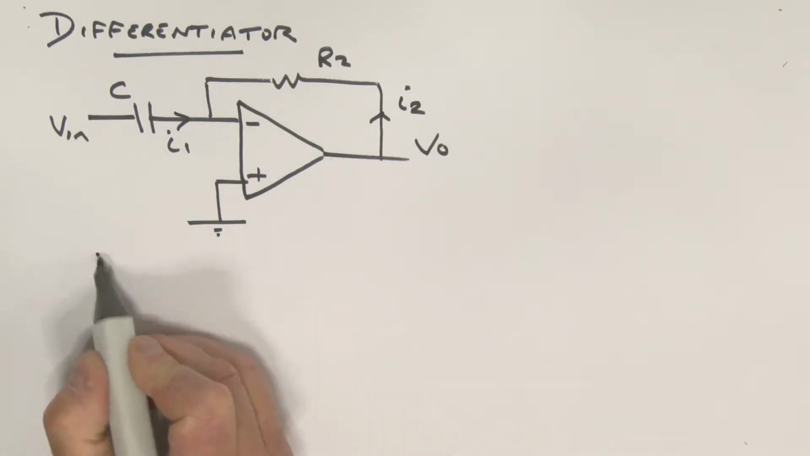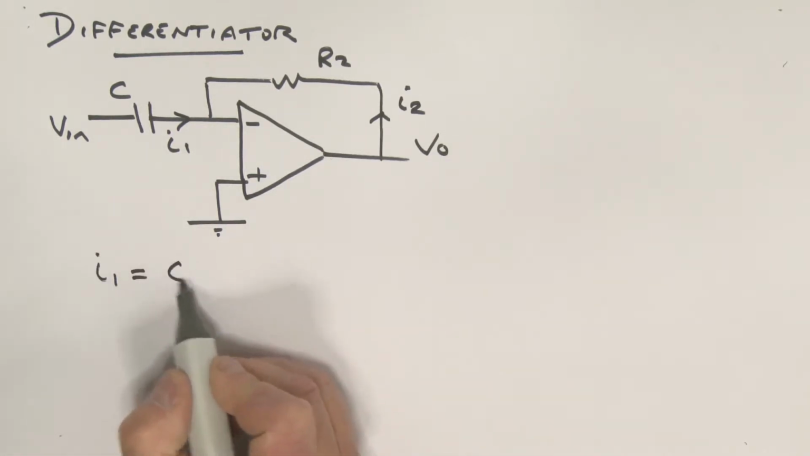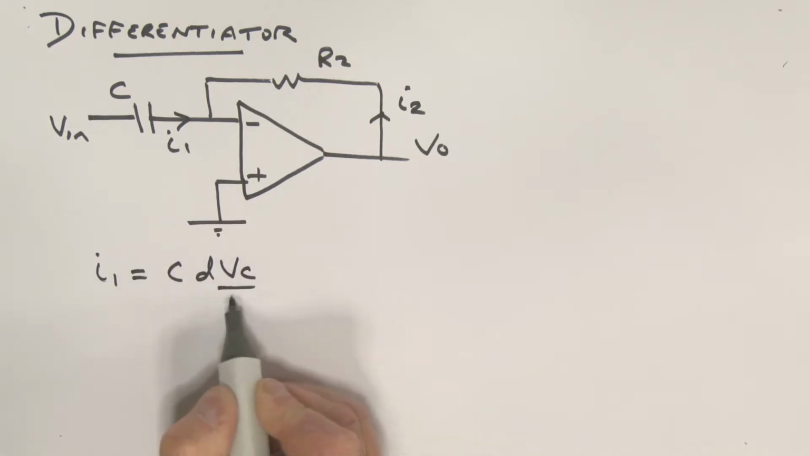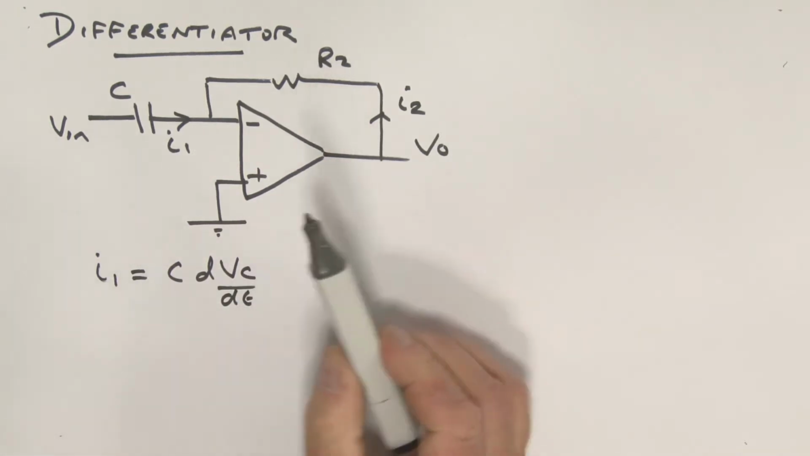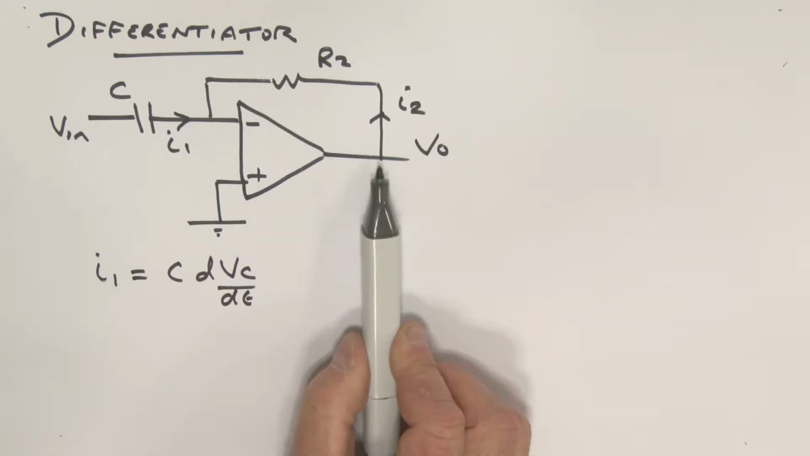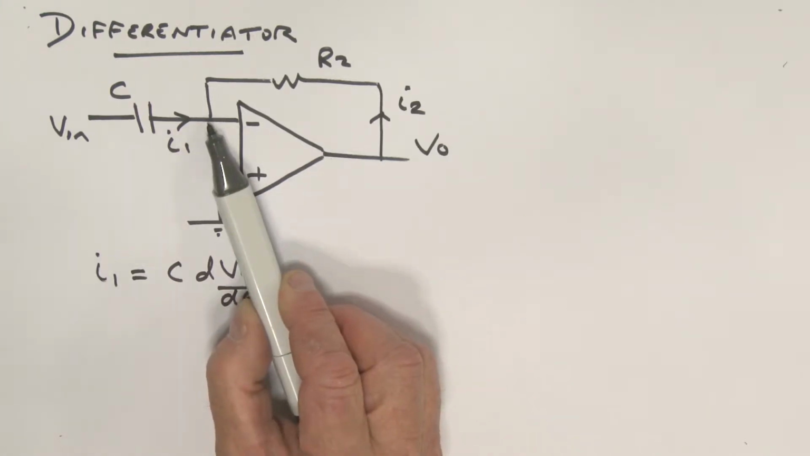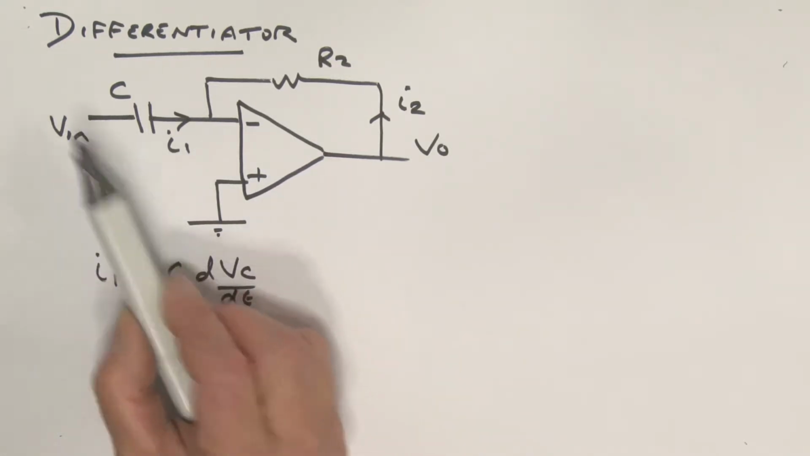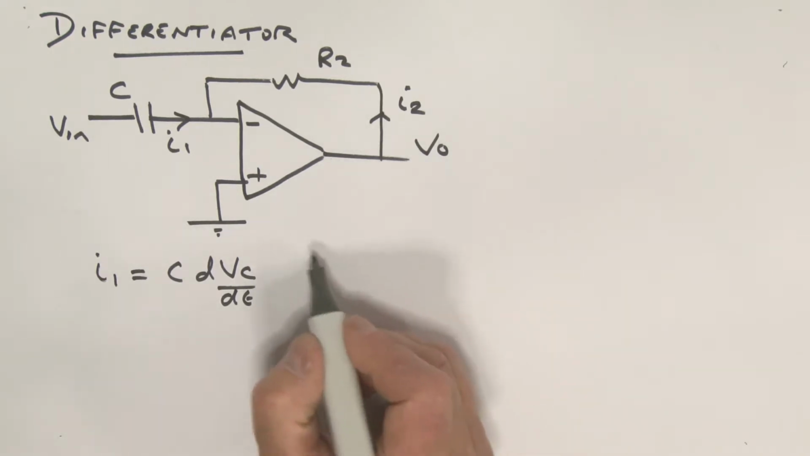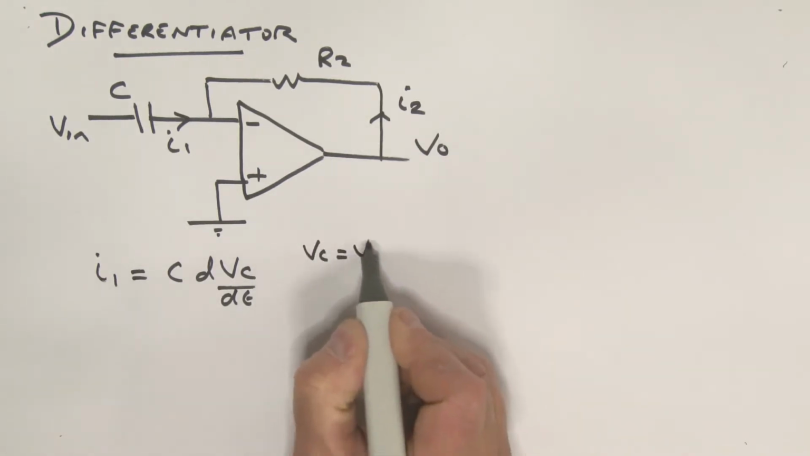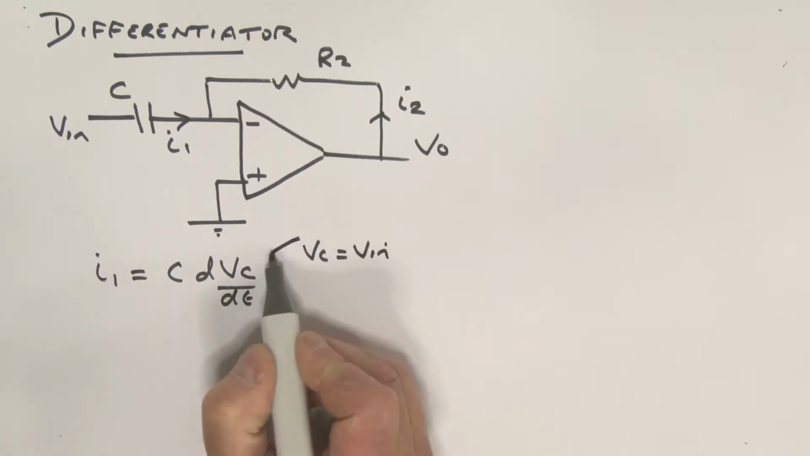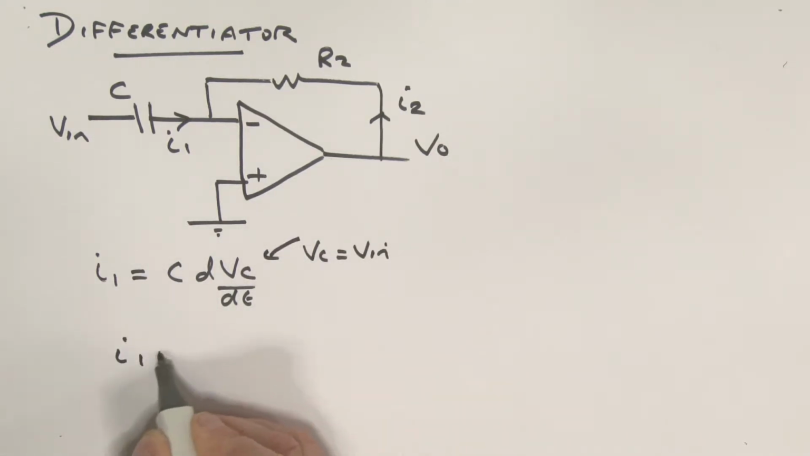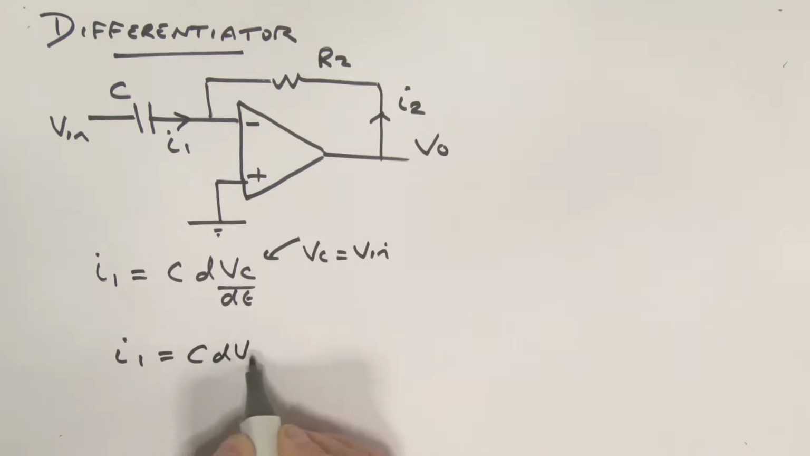So look, I1 is equal to C dVC by dt. Now, providing this output over here is not in saturation, this is going to be a virtual ground over here. And so the voltage across that capacitor is simply going to be equal to your input voltage. So we can say that Vc is equal to Vin, and we'll put that into here. So we say that I1 is equal to C dVin by dt.